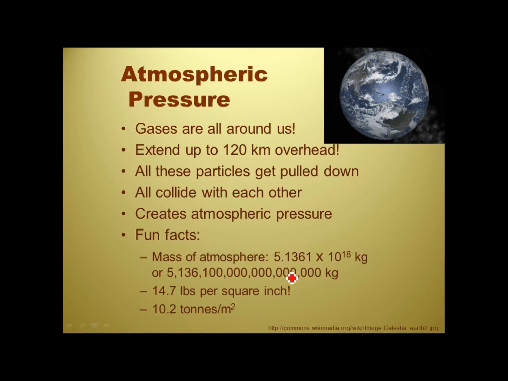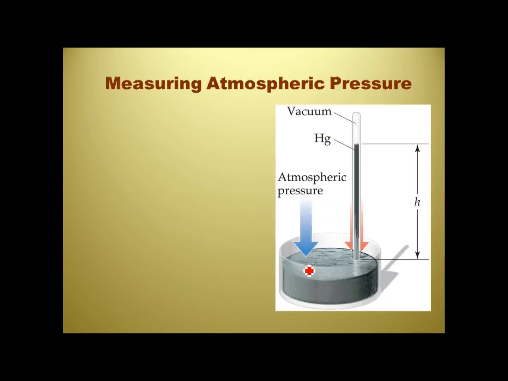Fun fact, I think I got this off of Wikipedia one year, 2 years ago. Somebody calculated the mass of the atmosphere to be 5.1361 times 10 to the 18th kilograms. Take a look at this. Thousands, millions, billions, trillions, quadrillions, and I think quintillion is next. 5 quintillion, 136 quadrillion kilograms. You want that in pounds? Multiply it by 2.2.